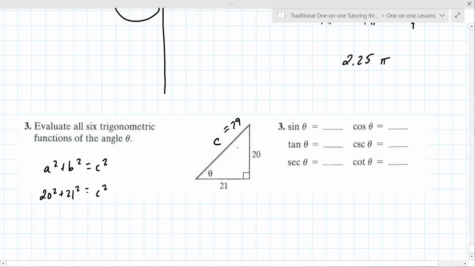Okay. So then you've got to be able to evaluate all 6 trigonometric functions of that angle. So sine theta is 20 over 29. Tangent's 20 over 21. I'm doing it in the wrong order, sorry. Let's do cosine next. That's 21 over 29. And then sine goes with cosecant because they're reciprocal. So this is 29 over 20. Secant goes with cosine, it's 29 over 21. Cotangent's the reciprocal of tangent. Once you know those, it goes real fast.